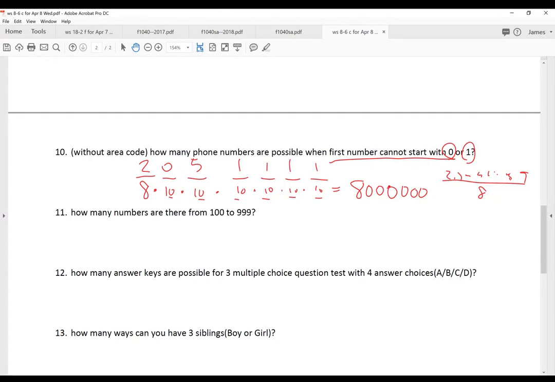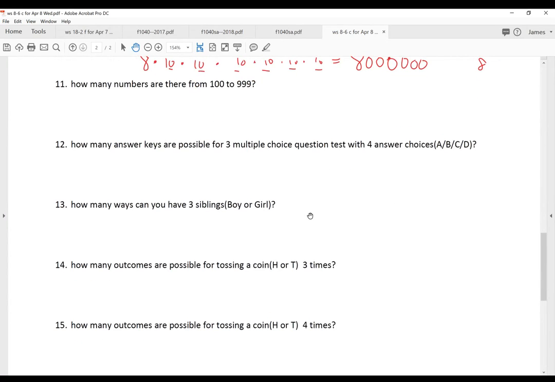Okay, and then number 12. How many answer keys are possible if you have a 3 multiple choice question test with 4 answer choices, A, B, C, D? Okay, so again, are there 3 spaces to fill or 4 spaces to fill? I don't know. Well, let's come up with an example.